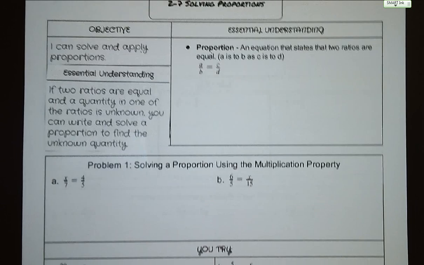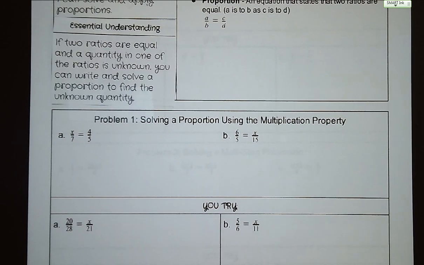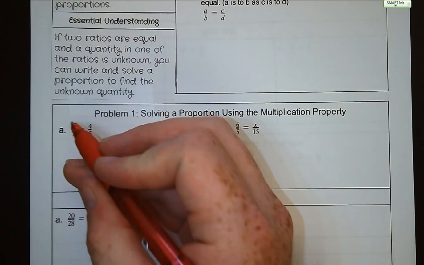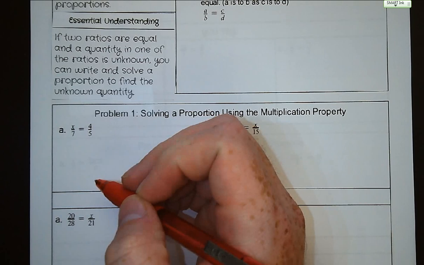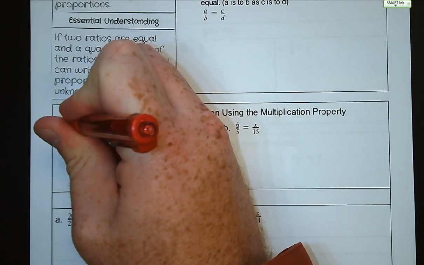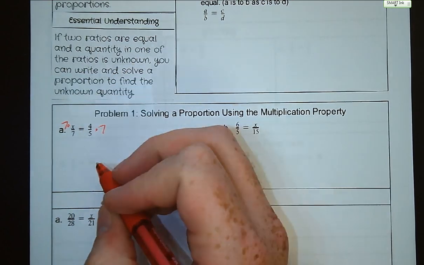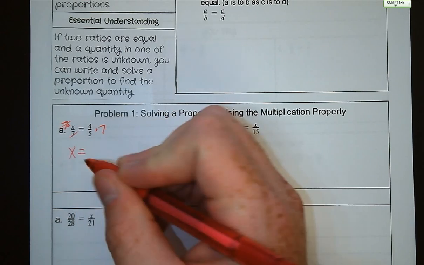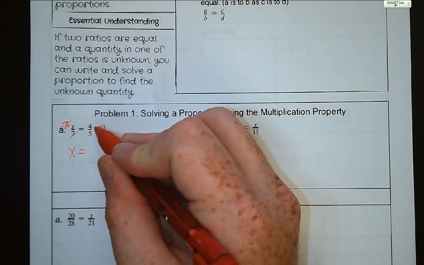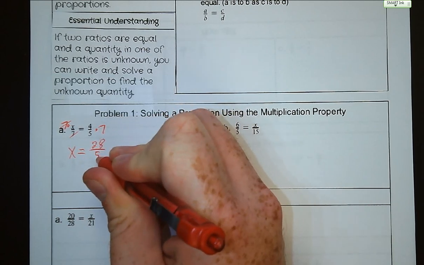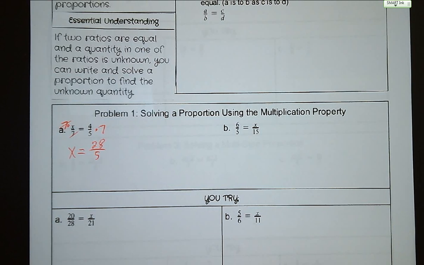All right. Our first strategy is going to be using the multiplication property. So to do this, we are simply going to multiply by whatever is in the denominator with our variable. So we're going to multiply both sides of this equation by 7. Our 7s are going to cancel out on the left. You're left with x is equal to 7 times 4 is 28 over 5. And that is not a fraction that you can reduce, so you're fine just leaving it as 28 over 5.